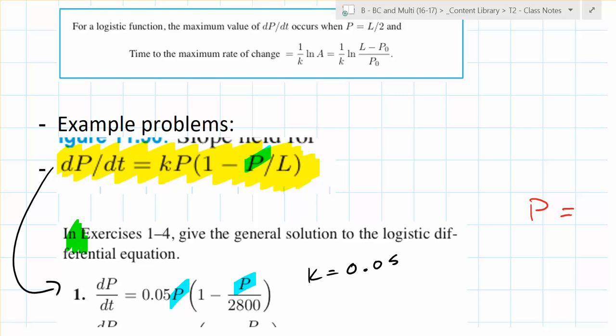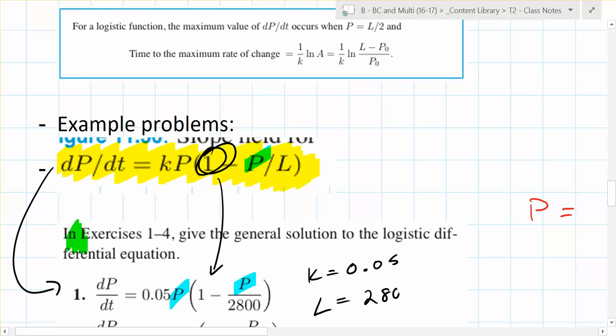A common thing they're going to throw at you is they're going to change it a little bit, and you have to do a little bit of factoring. So do you see how there's a 1 right here? Is there a 1 also right here? Yes. So what is the L value? 2800. So we have the K value, and we have the L value, so the carrying capacity is 2800.